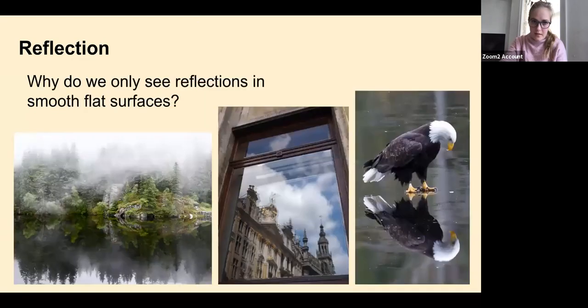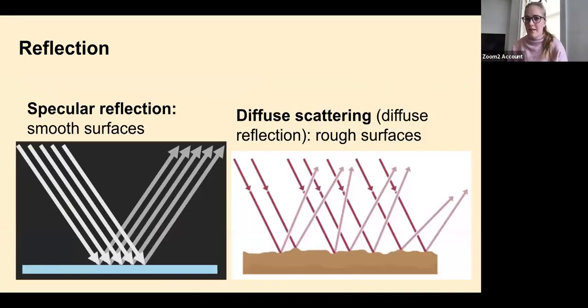But then why do we only see reflections in smooth, flat surfaces? Why do we only see reflections in mirrors and windows and very smooth water or ice? Why don't we see reflections in everything that we're looking at? That's because there are actually two different kinds of reflection. There's specular reflection, which is the kind of reflection that we're familiar with. This is what happens with a mirror or a really flat, smooth surface: the incident rays are all going to be reflected in the same direction.